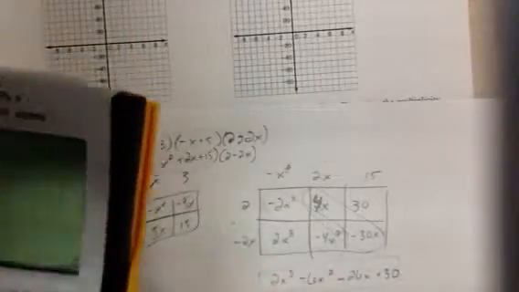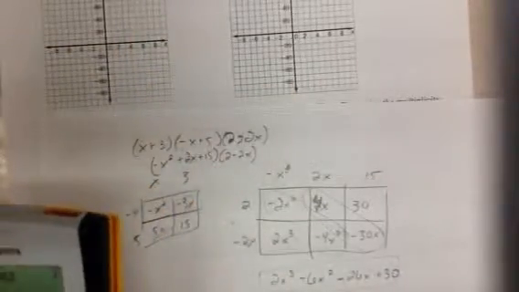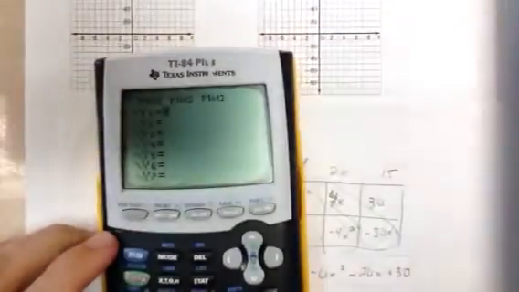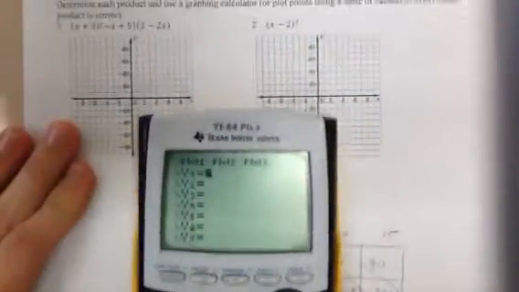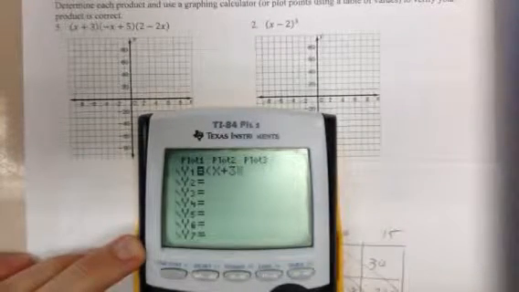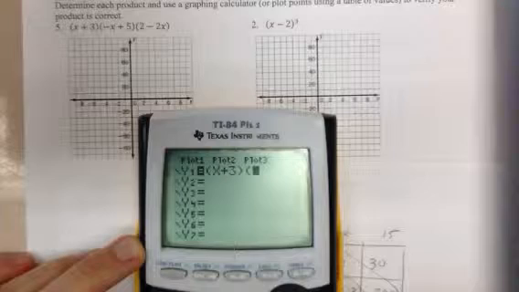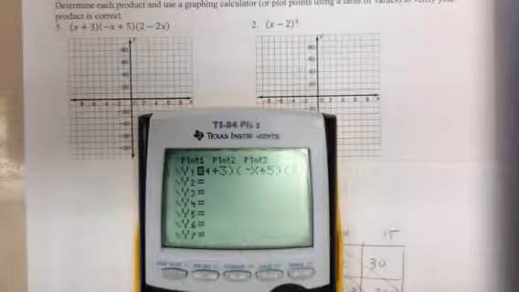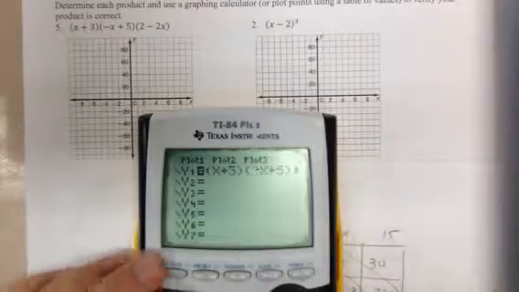But now I'm supposed to use a graphing calculator or plot points using a table of values to verify if my product's correct. So I've got this graphing calculator, right? And I want to see if x plus 3 and negative x plus 5 and 2 minus 2x is the same as this.